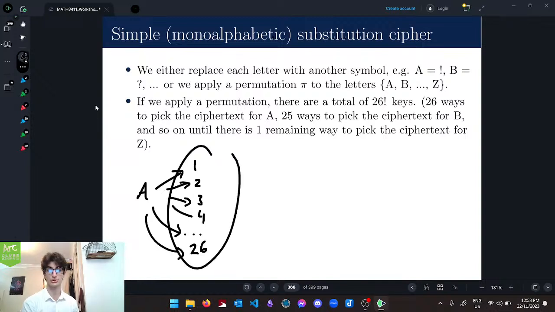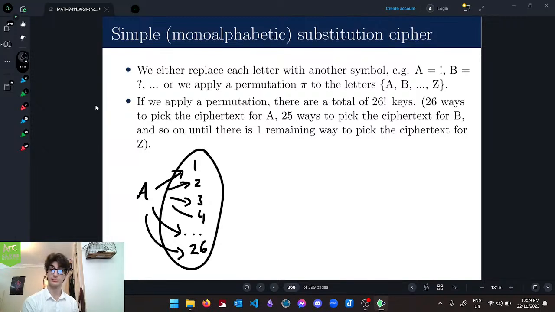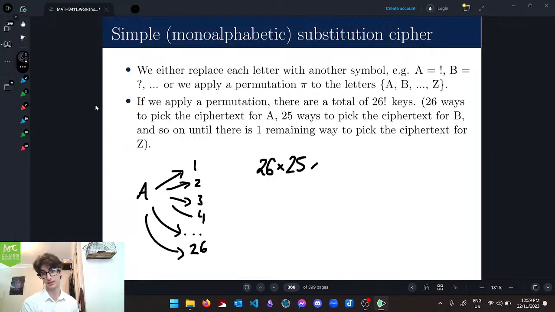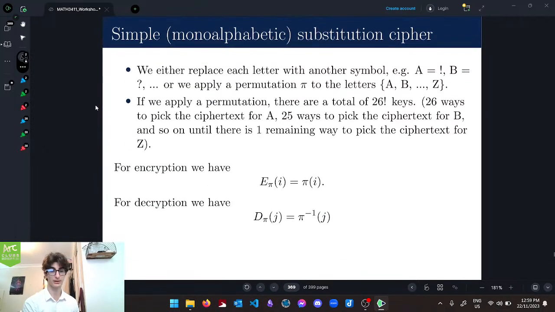If we choose some substitution alphabet of length 26, then once one of those letters has been picked, there are only 25 ways to pick for B, and so on and so forth until there is one remaining way. So that's 26 ways for A, 25 for B, 24 for C, all the way through till 1 for Z. So that's 26 factorial. For encryption, we just say that the encryption sub pi is pi of I, and decryption is pi inverse.